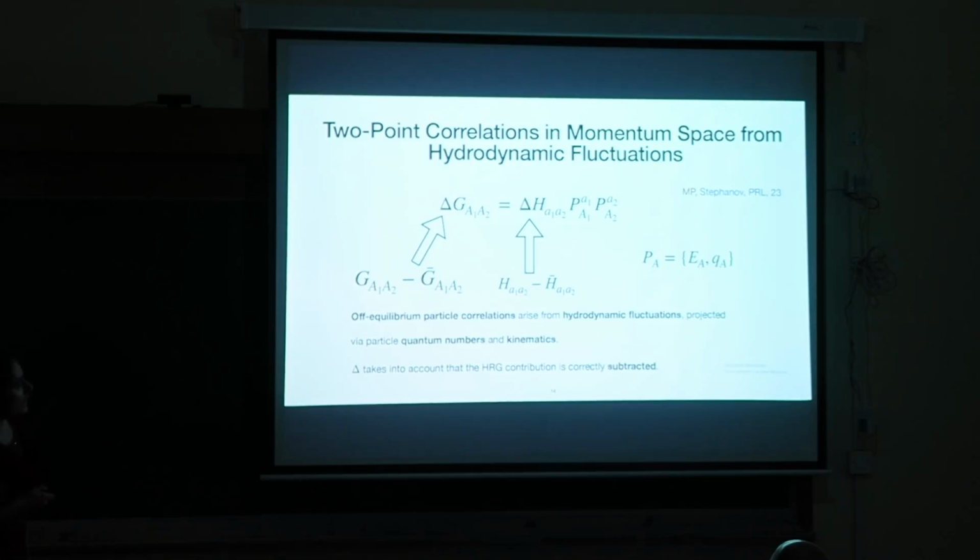What we see here is that this is a linearized form. You can actually get an exact solution for 2-point correlations. So delta G is just proportional to delta H. Delta means this subtracts the equilibrium contribution in the gas, so whatever out-of-equilibrium correlation there is in the gas is just equal to the out-of-equilibrium fluctuations in the fluid times some factors which are related to the quantum numbers and kinematics of the distribution.